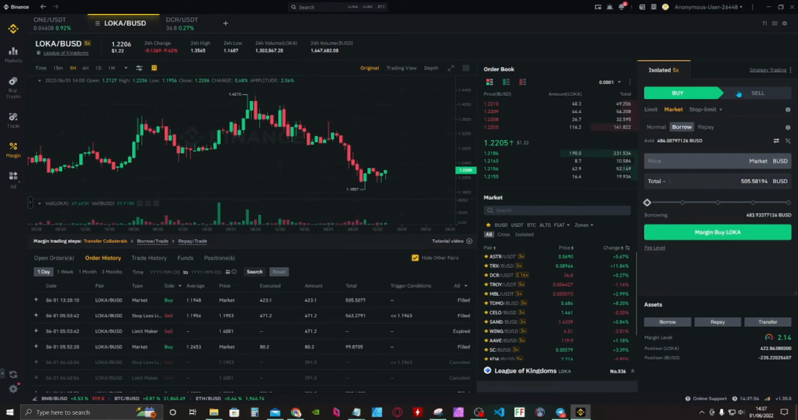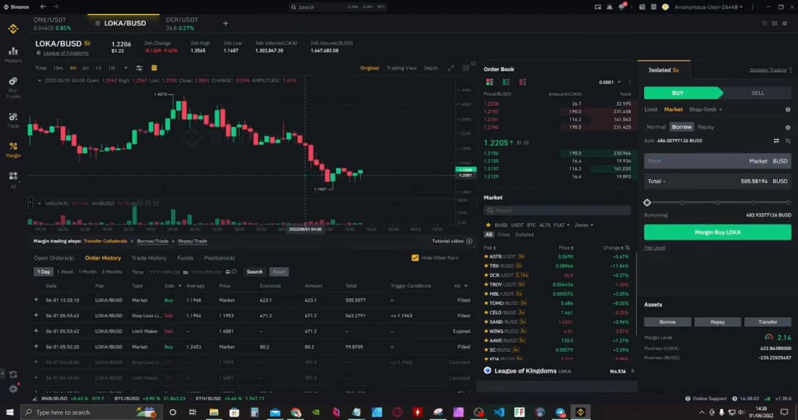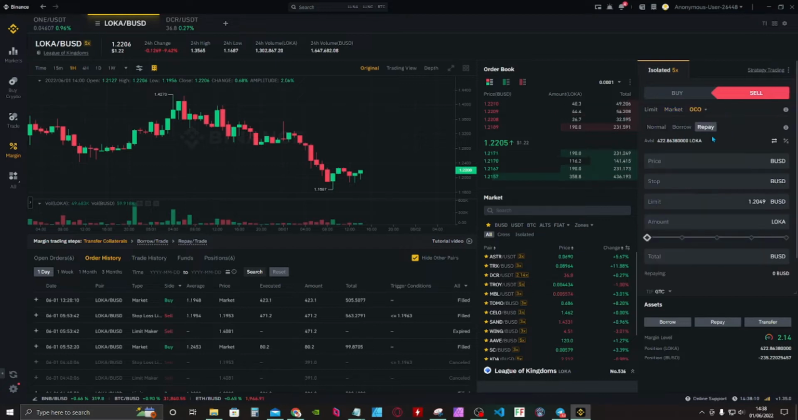So firstly, obviously you have to buy the coin before you set it up. I'm already inside this trade. So you go to sell, then you go to OCO. OCO basically is a price stop. This is the price where you want to take the profit. This is the stop and limit order, basically where you want it to stop. Basically this number should be higher than this one. This one should be lower.